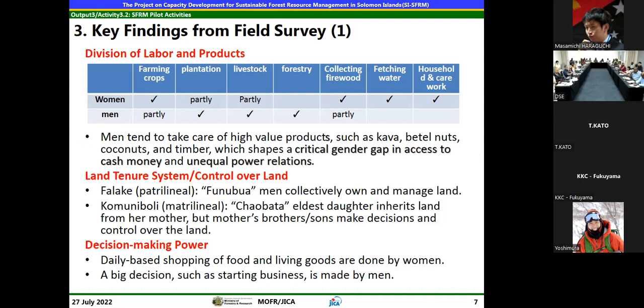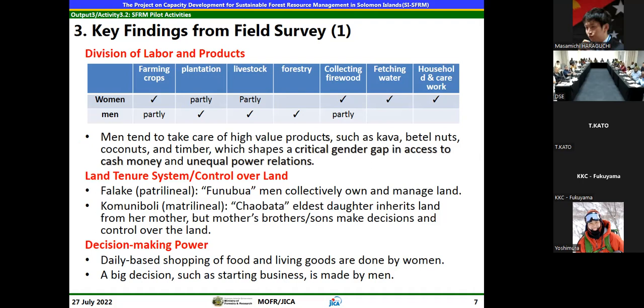Okay, in the matrilineal society, even though the eldest daughters inherit land from mom, the voice of the men still makes decisions. This is because a woman is married and goes to her husband. So whatever happens inside the community, the brothers will not stay away. So if a project comes, the brothers will make the decision. Women only come in through the brothers.